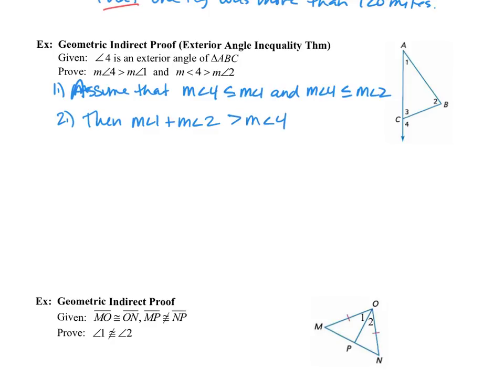Now, that reaches a contradiction, because let's think about what we know about exterior angles. Remember, we have proved in the past the exterior angle theorem that says the measure of an exterior angle should be equal to the sum of the remote interior angles. So we've already reached our contradiction. We can say that this assumption contradicts a known fact, which is the exterior angle theorem, which says the measure of the exterior angle should be equal to the sum of the two remote interior angles.